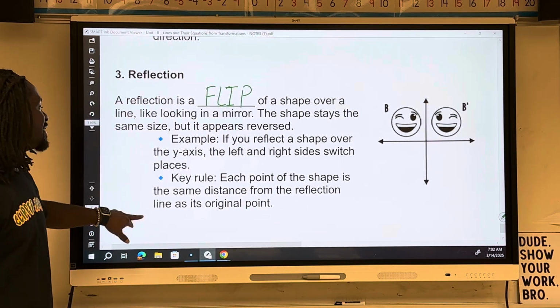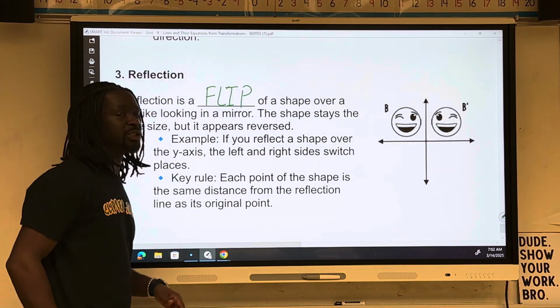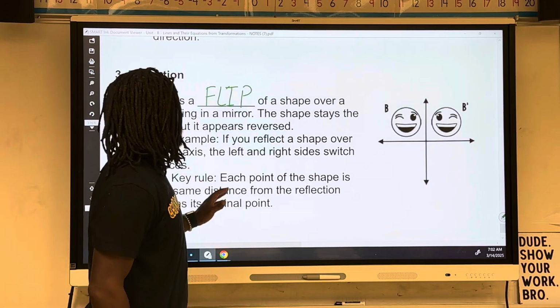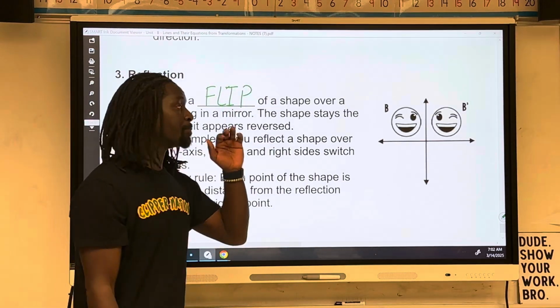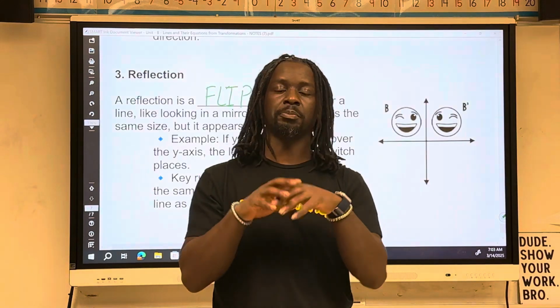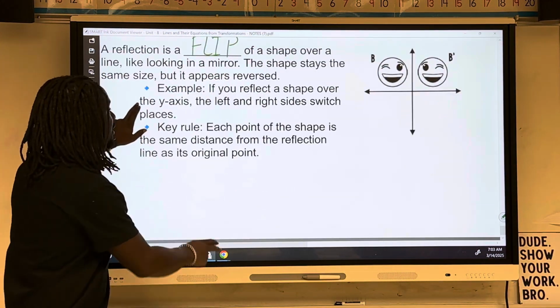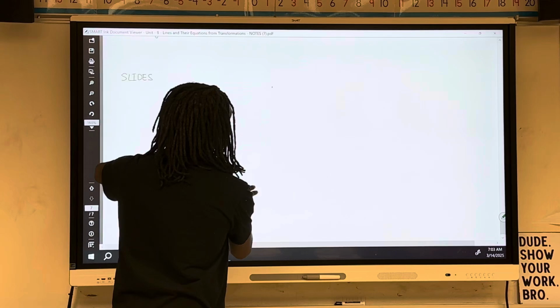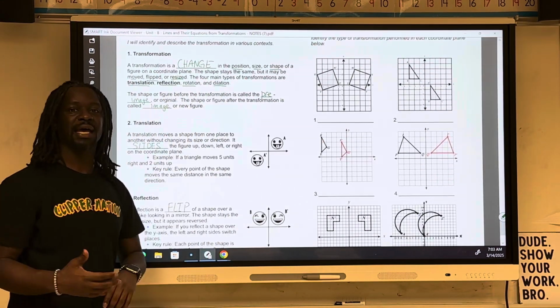All right, and then the key rule is each point of the shape is the same distance from the reflection line as its original point. And so we're going to study both of these in more detail, looking at specific points. But right now, I just wanted to give you a general overview of them. All we're doing in this lesson today is just identifying which has occurred.